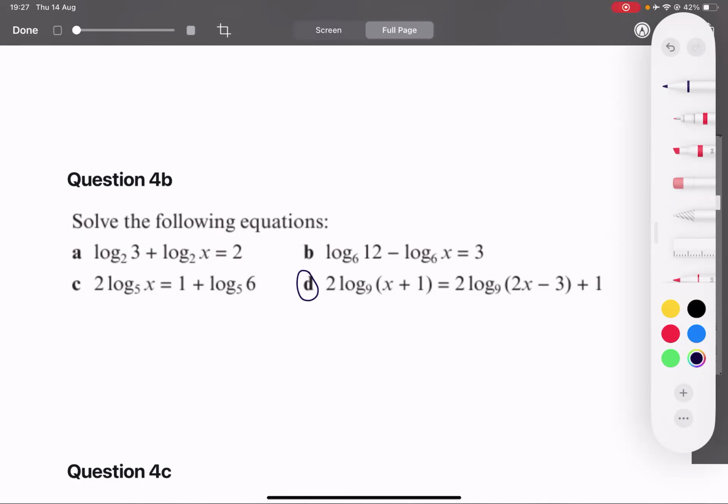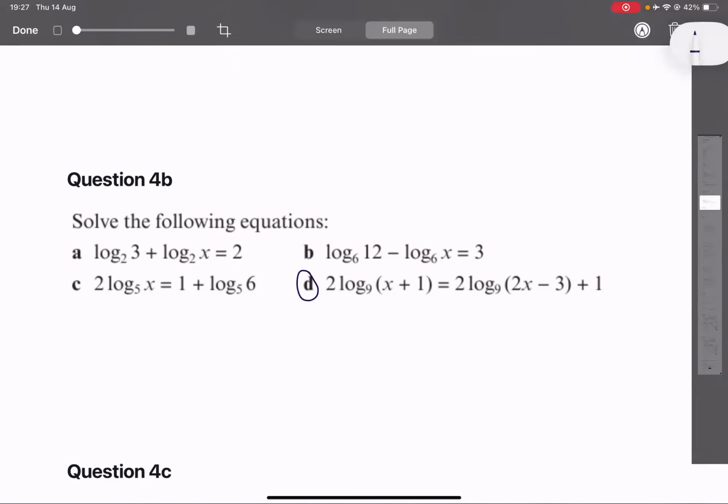Because you've already done it that way, just for practice, let's do it without dividing by 2. If you didn't want to divide by 2, what would you do instead? You'd use the power rule. Perfect. So you get your 2's going up and you get log 9 x plus 1 squared equals log 9 2x minus 3 squared plus 1. And then what would you do next? You would rewrite the second part. Oh, wait, no.